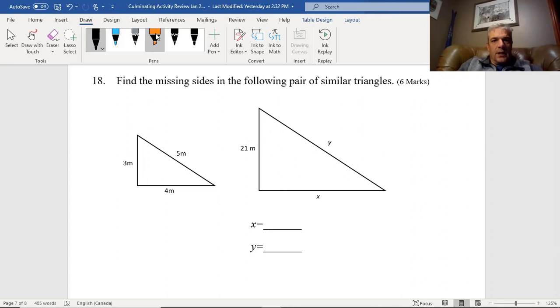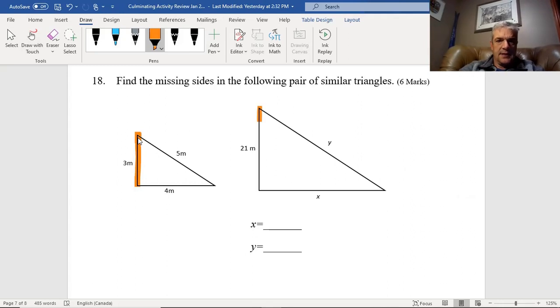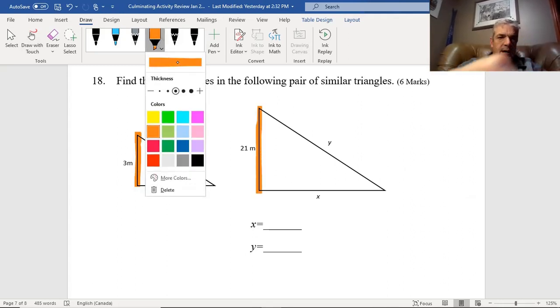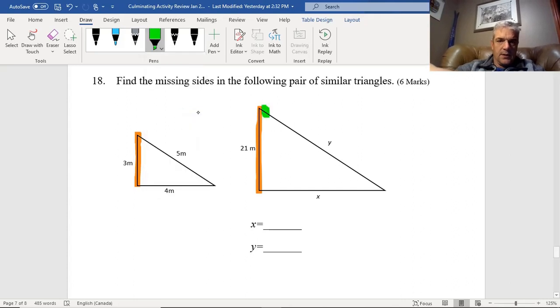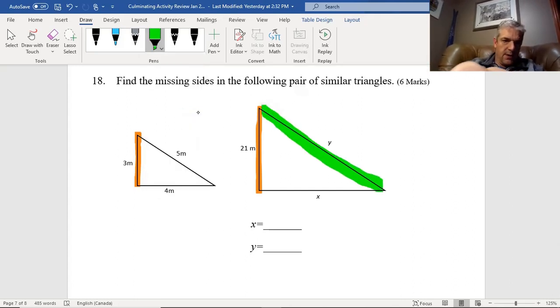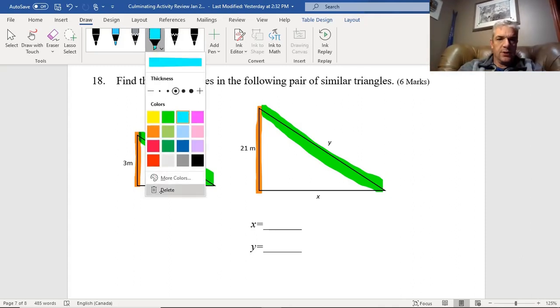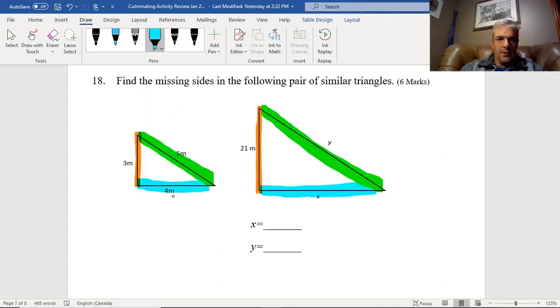Okay, so what I'm going to do is I'm going to identify my similar sides. So this one's pretty straightforward. I've just changed to a highlighter, so this side and this side are similar. I'm going to change my color now. I'll go to green. I'm going to go like this, the green and green. And if you want, you can do one more color. Since I have lots, I'll do blue. And I'll go blue here. And now I've made my connections to my similar corresponding sides.